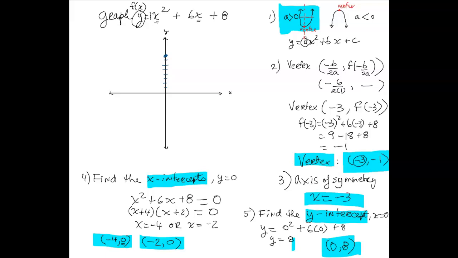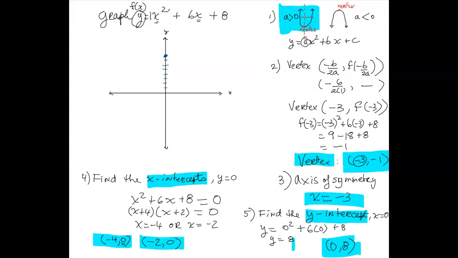Am I doing something wrong? It seems like I'm doing something wrong. Oh yeah, no, I'm good. I'm confusing the y-intercept with something else. Never mind. I actually confused the y-intercept with the vertex, and I confused myself. Sorry about that. Okay, so the y-intercept is (0, 8).